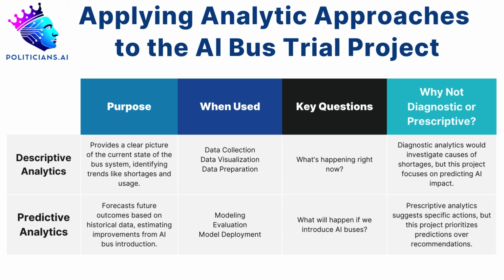Prescriptive analytics answers what should we do by recommending specific actions. In more complex projects, prescriptive analytics could suggest the exact number of AI buses to deploy and where. However, in this introductory project, we're keeping it simple. We aim to predict potential outcomes first, and based on those predictions, we'll make decisions rather than relying on prescriptive analytics to automatically generate recommendations.